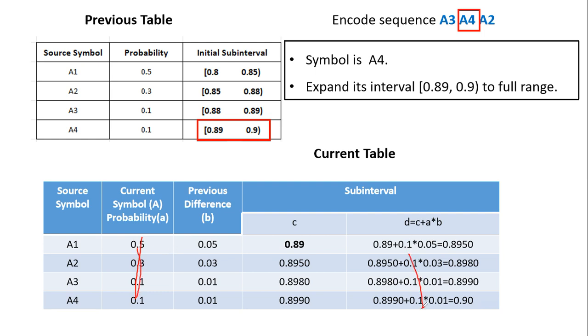You can see this final calculation is correct. So it is 0.1 and it is expanded. For the last symbol we are not expanding, but we will send any number between this A2. Now A2 comes between this and this, so any number between these we can send to the receiver.